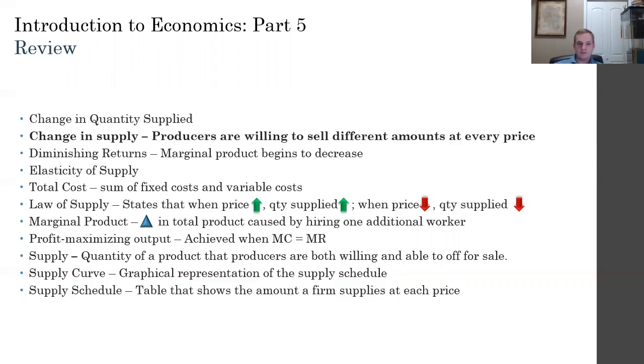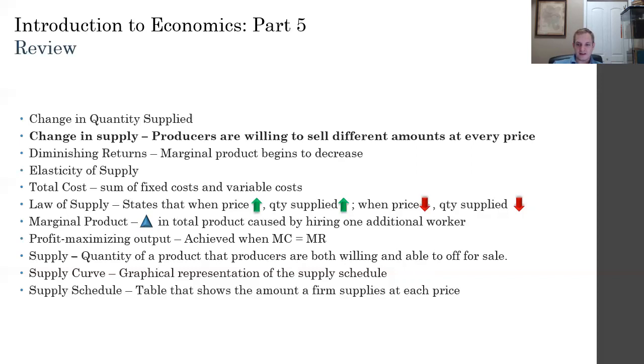So producers are willing and able to sell different amounts of a good or service at every possible price. Now, a change in supply is visually represented with a shift of the supply curve. So an increase in supply is depicted as a rightward shift of that supply curve, and a decrease in supply is depicted as a leftward shift of that supply curve.